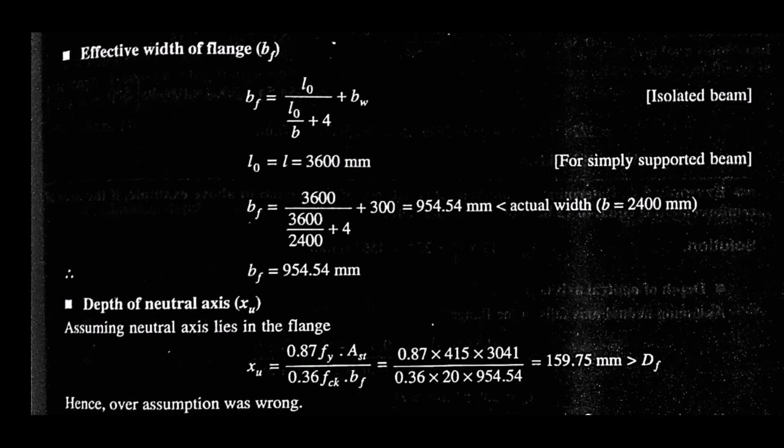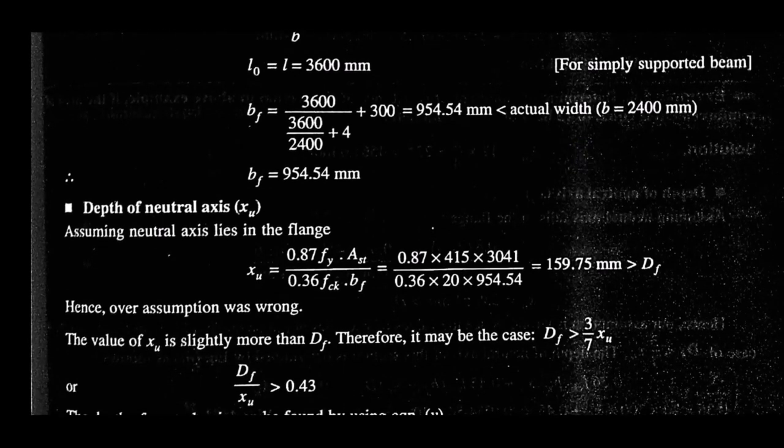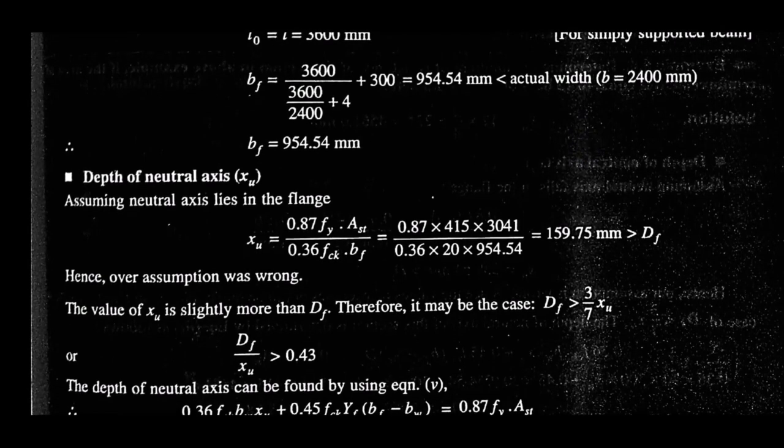That means the neutral axis in this case lies in the web. So now we have to take another consideration. The value of xu is slightly more than Df, therefore it may be the case that Df is greater than 3/7 of xu. Therefore Df by xu is greater than 0.43.